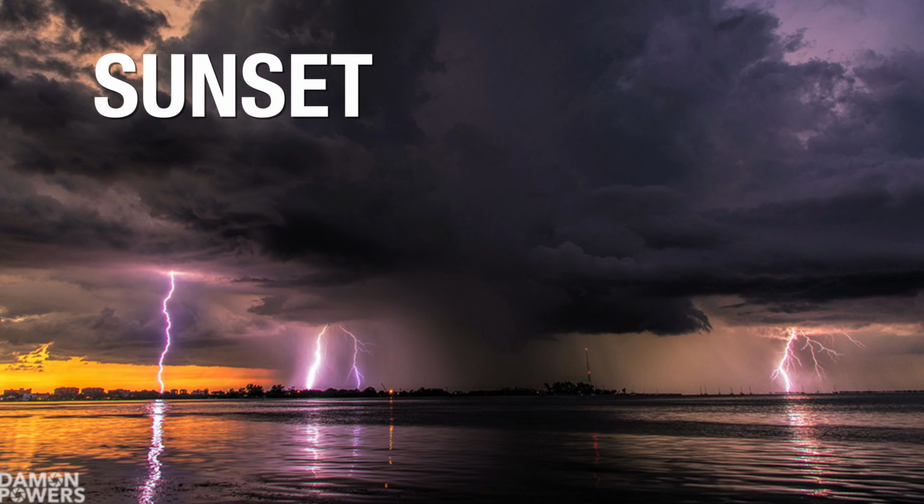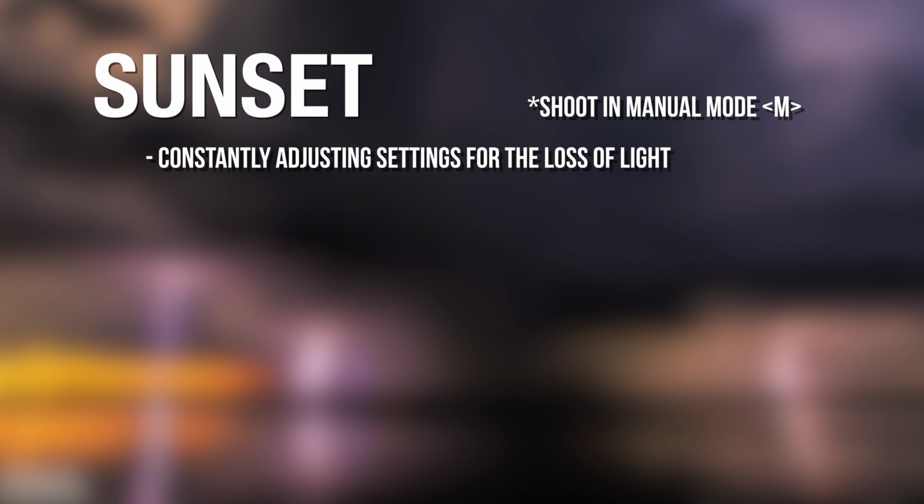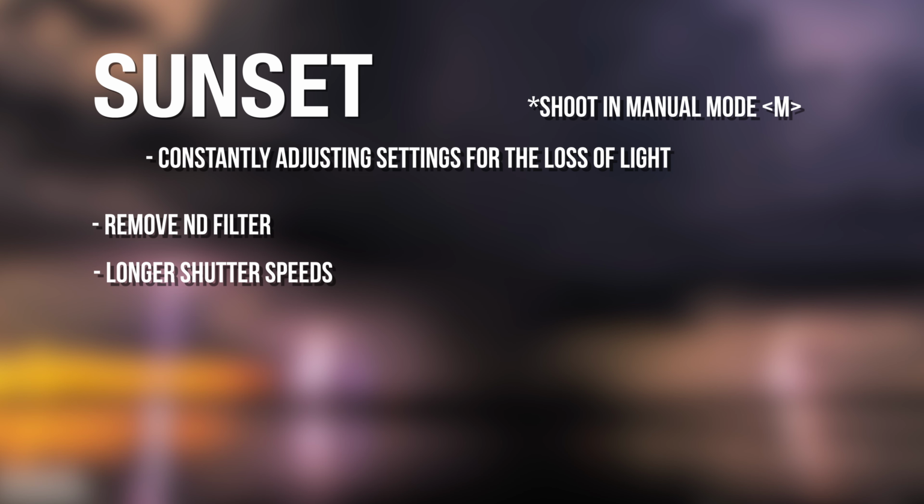So for sunset lightning, you're going to be using all the same settings for daylight lightning, but you're going to be constantly adjusting your settings for the loss of light. You want to eventually remove your ND filter. The one aspect you'll go to most will be setting longer and longer shutter speeds the more light you lose. So you'll be going from a fraction of a second to 1 second, and then 2 seconds, and then 4 seconds, and then 5 seconds, and you get it. You're just going to keep lengthening the shutter speed to capture the bolts.